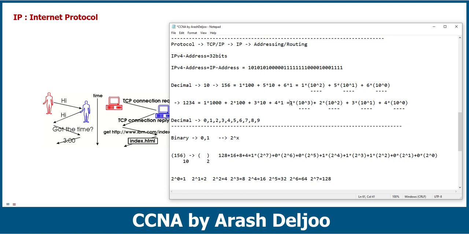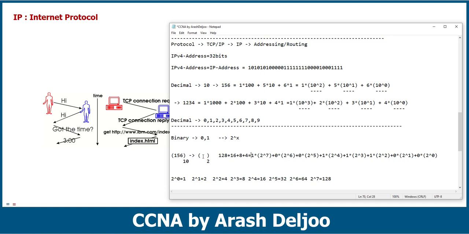156, also 1234, and these are the factors of the power of tens. The factors of the power of tens are 1, 5, 6. Here is 1, 2, 3, 4. Okay, here also we need to use the factors of the power of 2s.